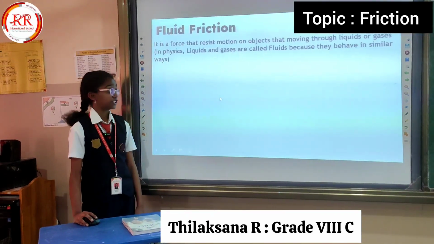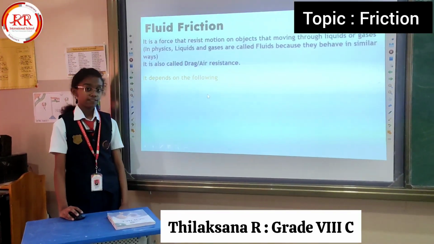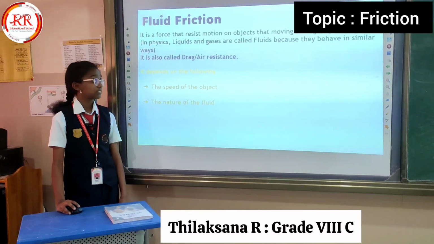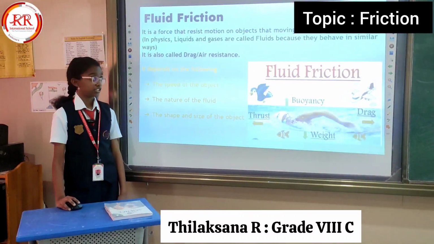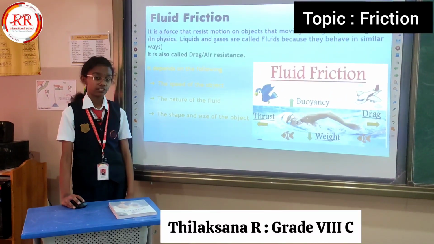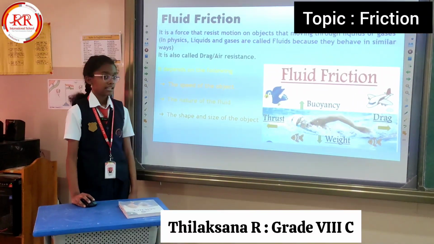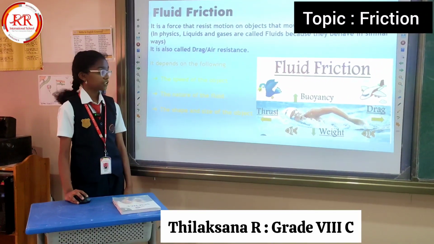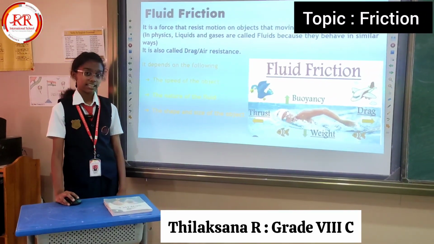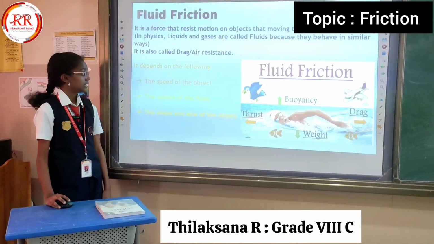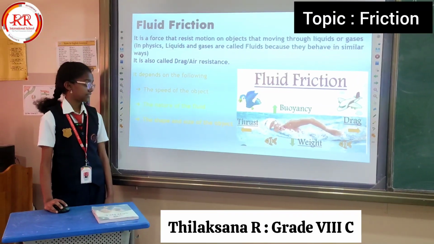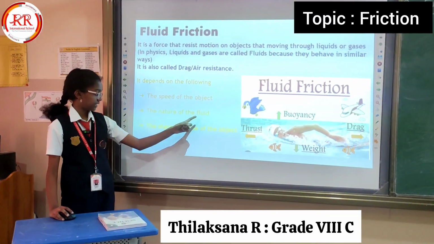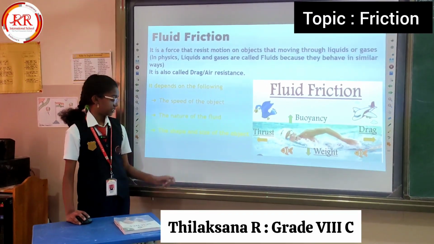Let's see about fluid friction. Fluid friction is just like other types. It also resists the motion, but on objects that are moving through liquids or gases. In physics, liquids and gases are called fluids. Fluid friction is called drag in liquids and air resistance in air. Fluid friction depends upon the speed of the object, the nature of the fluid, and the shape and size of the object.